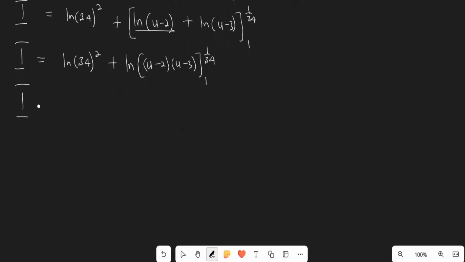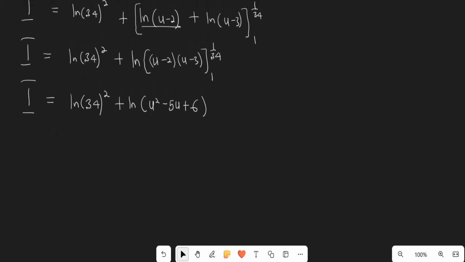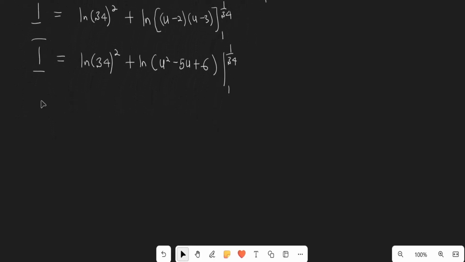So far so good. I is going to be the ln of 34 squared, and now plus the ln. Let's multiply that. That is going to be u squared minus 5u plus 6, right? So this is what we have. Alright, so after doing this, we can now plug in the limits of integration from 1 to 1 over 34.